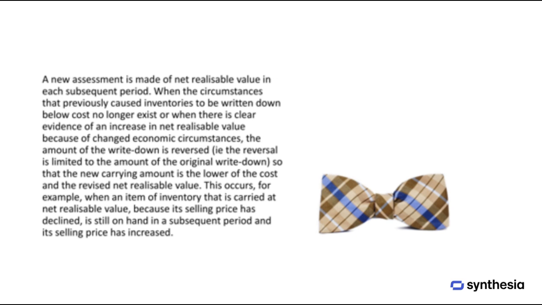A new assessment of net realizable value is made in each subsequent period. If the circumstances that previously led to writing down inventories below cost no longer exist, or if there is clear evidence of an increase in net realizable value due to changed economic conditions, the write-down is reversed. However, this reversal is limited to the original amount written down, so that the new carrying amount is the lower of the original cost and the revised net realizable value. For example, this can happen when an inventory item that was previously written down due to a drop in selling price is still held in a later period and its selling price has risen.